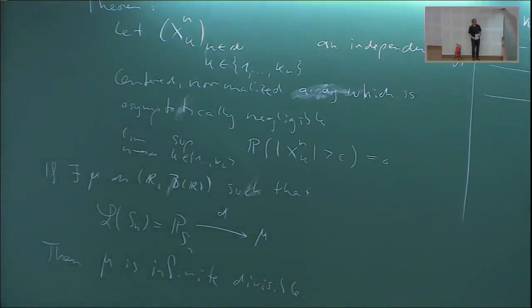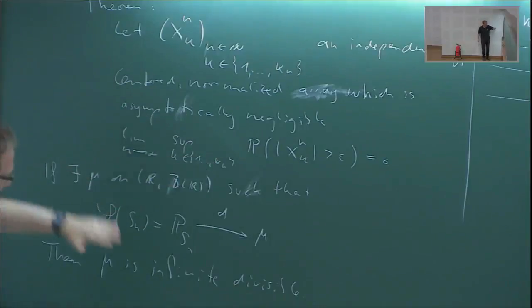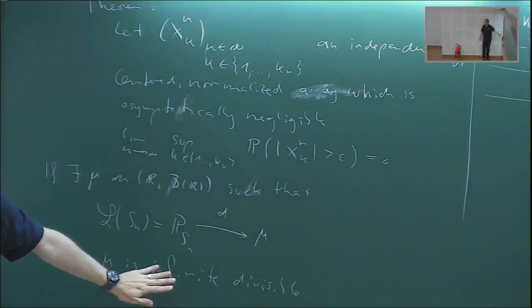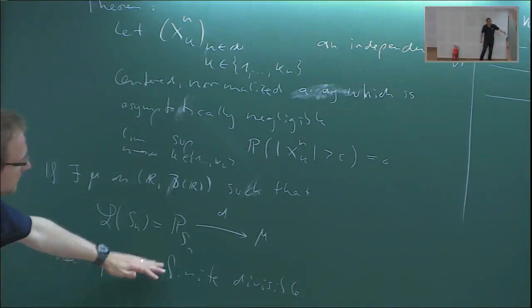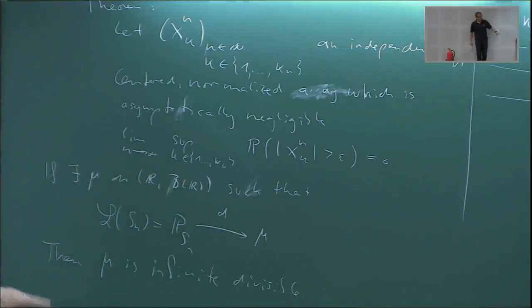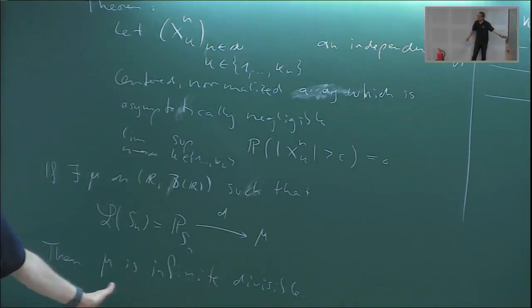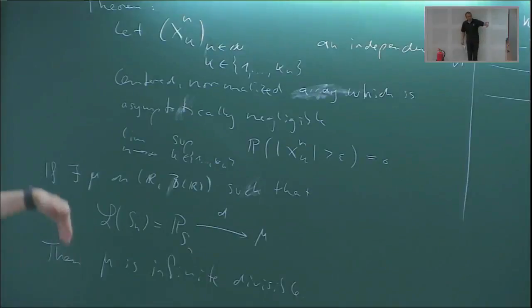Okay? So this is a theorem which tells us that whenever there's a limit object, it is infinitely divisible. This is very, very general. It doesn't say it's stable, or it's normal, or it's Poisson. It's infinitely divisible. It can be one of those, and we know already how these infinitely divisible distributions look like. We know how the characteristic functions look like.